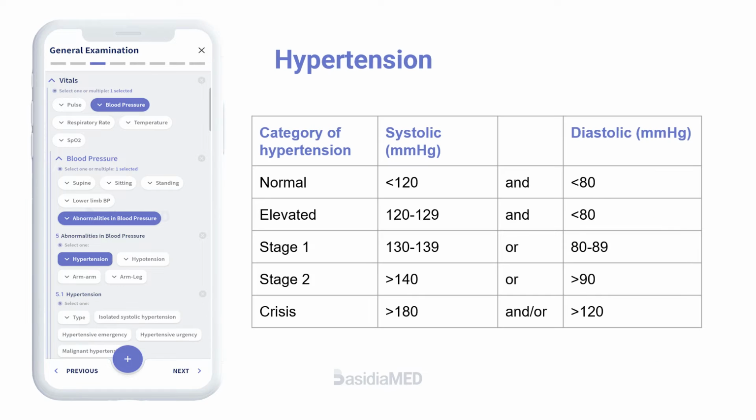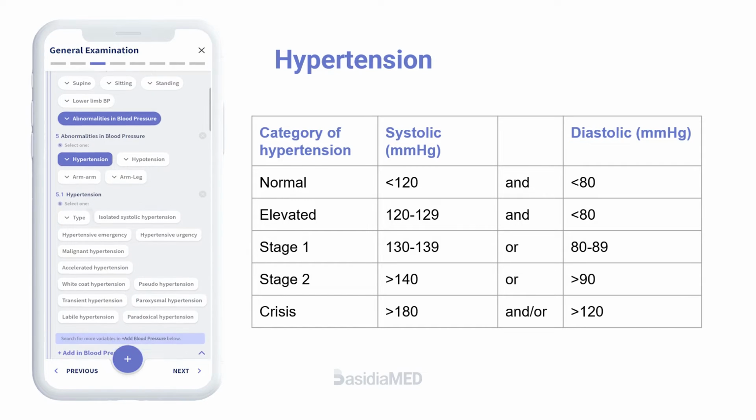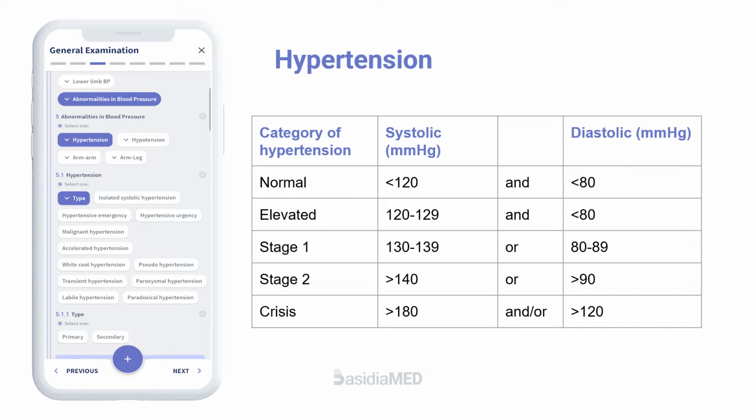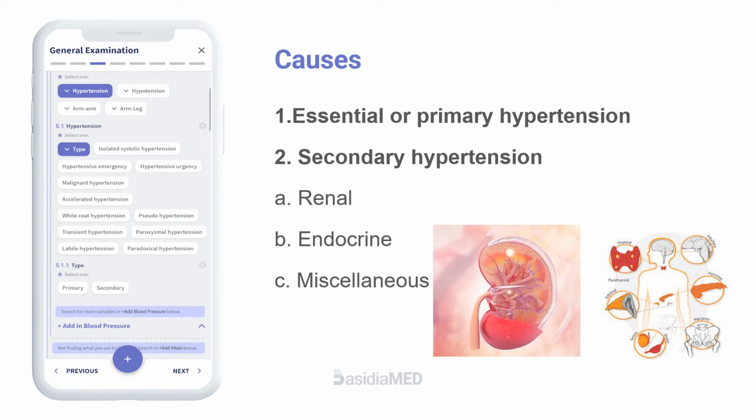To confirm the presence of hypertension, multiple BP recordings should be taken, with a sphygmomanometer, on several occasions. Classification of hypertension is shown in the presentation. Common causes of hypertension include essential or primary hypertension, which is more common. Secondary hypertension is caused due to renal, endocrine disorders, pheochromocytoma, diabetes, obstructive sleep apnea, and consumption of oral contraceptives, to name a few.